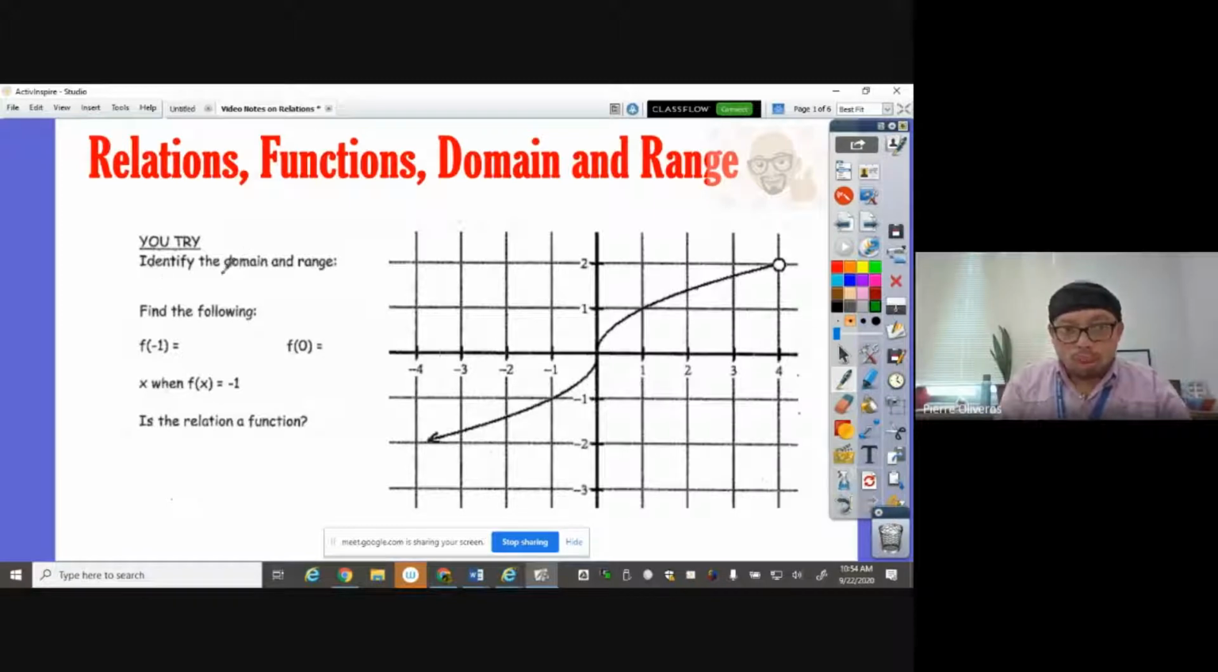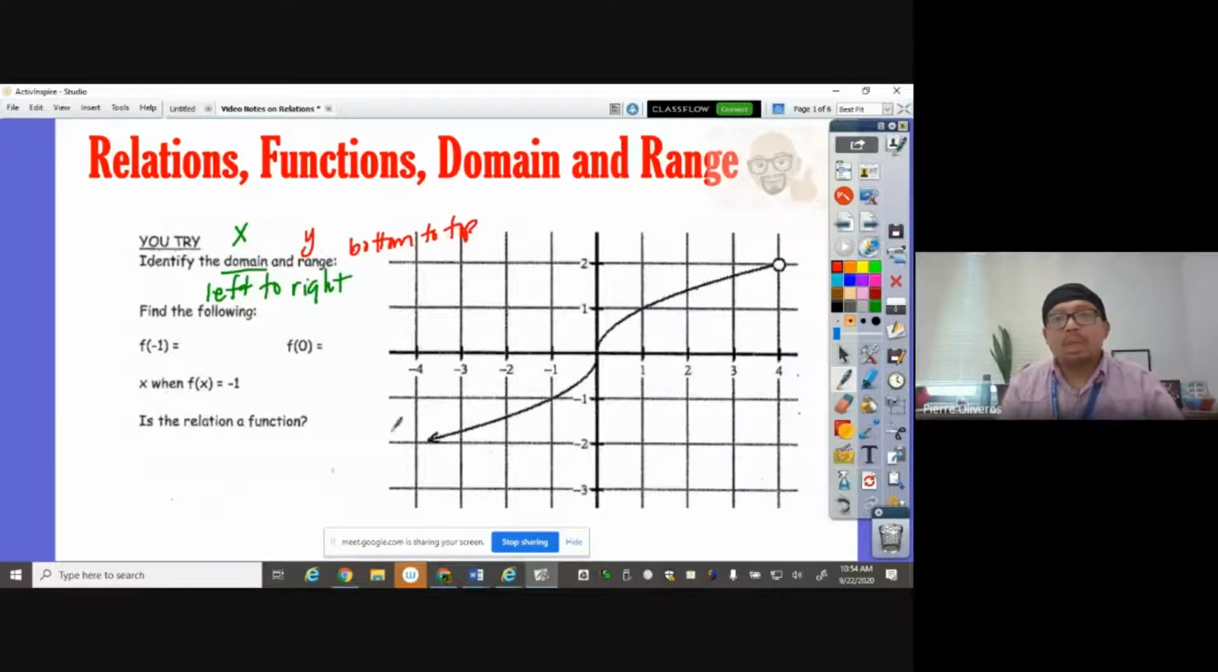Before we start with the domain, remember we're talking about here the x values, and x-axis goes sideways. So in order to read the domain, we look at it from left to right. Okay, and the range, well, the range is your y values. You look at it from bottom to top. Okay, remember that. So for the domain, we look at it from left to right.